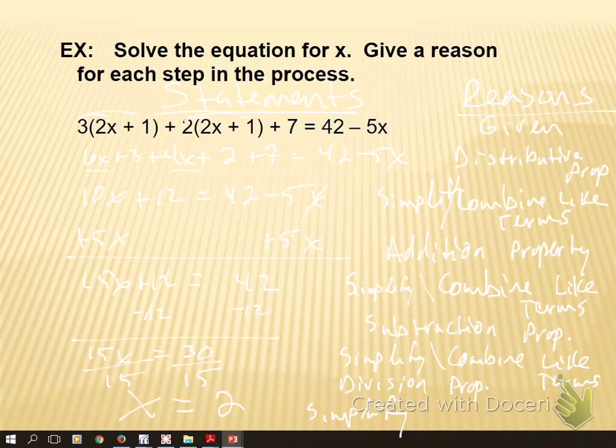We've gone from that original equation down to x equals 2, and there's all the steps that we used to get there, and justifications for why we got to do it, what made it okay. Okay? That's how we do our algebraic proofs.